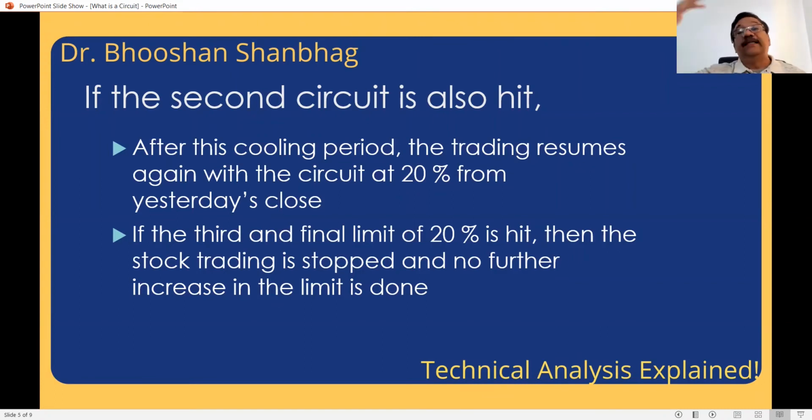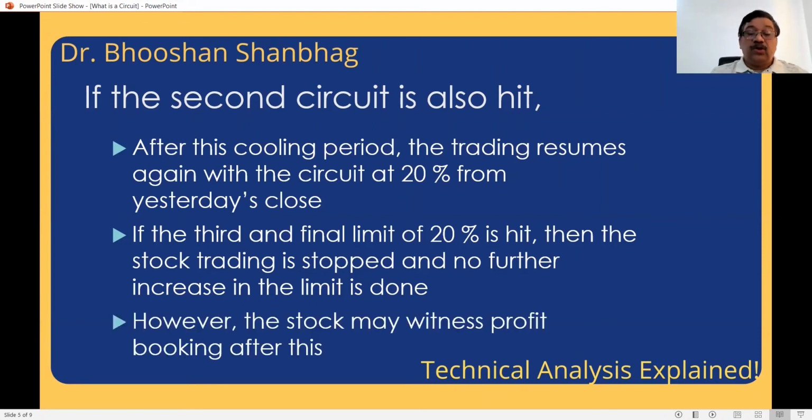Suppose the stock has hit 1200. Now it won't go above 1200 on that day. But if some seller wants to book profit at 1200, it can very well come down. So a stock may witness profit booking after this. Usually it comes down, then it may close lower, some 16% up, 17%, wherever, depending on how much selling does come. The stocks which have lower volumes usually tend to hit the circuits very easily.